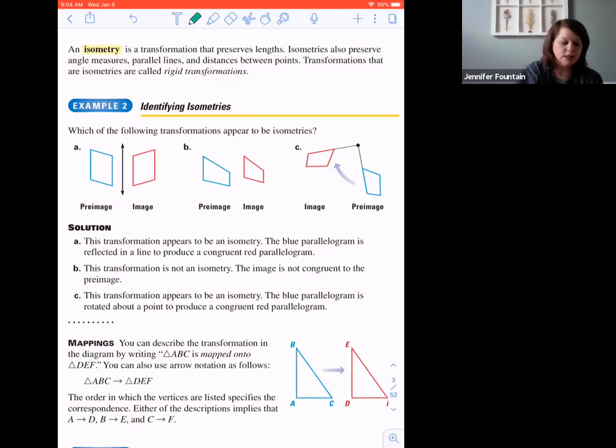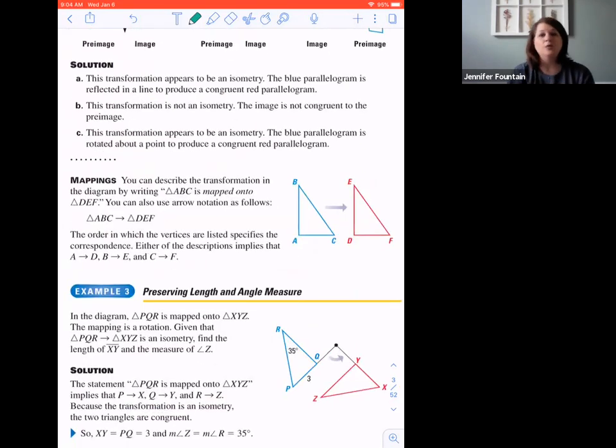Okay. So remember a moment ago, we talked about how the word map and the word move mean the same thing. So if we say a mapping of something, it's where we can look at the pre-image to the image, and that's the movement that it has taken to go from one to the other. Okay. And so it says you can describe the transformation in the diagram by writing triangle ABC is mapped onto triangle DEF. So we can see where we started with the blue triangle. It has just slid and it is now mapped on top of DEF.